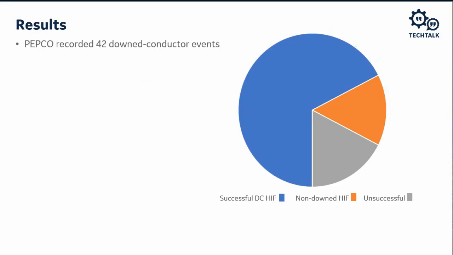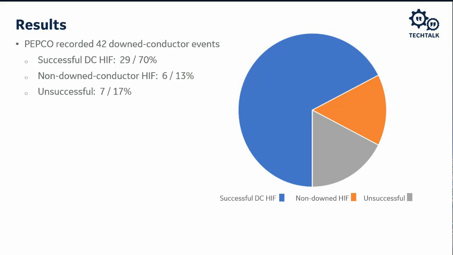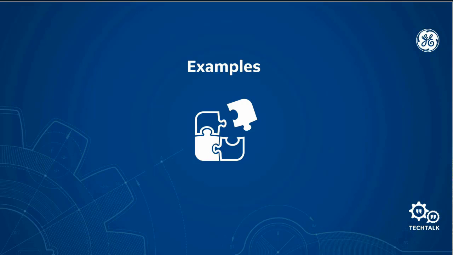Here are the study results. Pepco recorded 42 down conductor events. Of these, the successful result was 29 operations, or 70%. The correct non-down conductor HIF operations were 6, or 13%. And unsuccessful operations were 7, or 17%. So the overall success and correct operation of the HIF detection system was 70% plus 13%, or 83% HIF detection. Let's take a look at some HIF detection examples in this study.